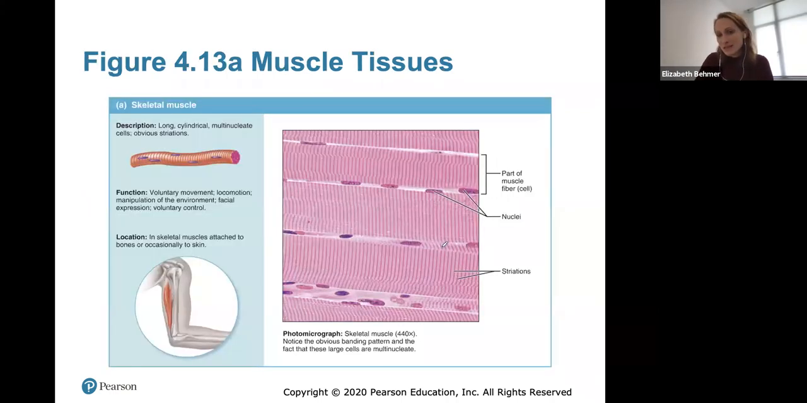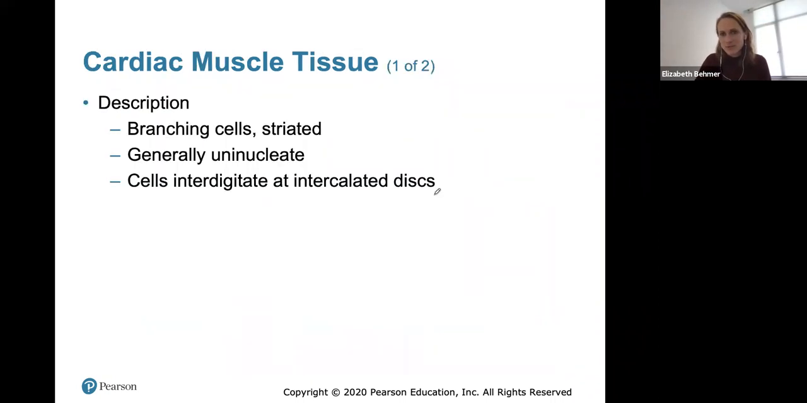And this is what skeletal muscle looks like. Multinucleate, it has those zebra stripes to it, so it's striated. And it's voluntary, meaning we control our muscle movement.